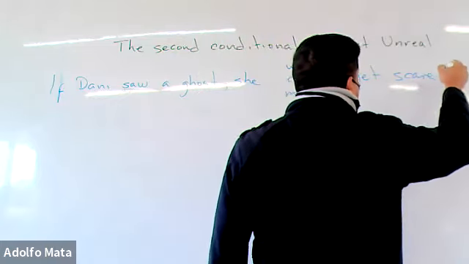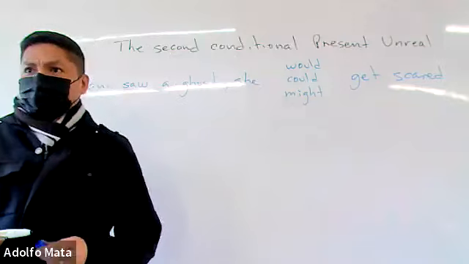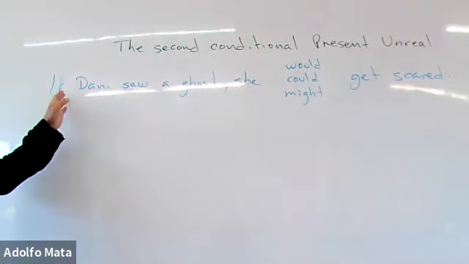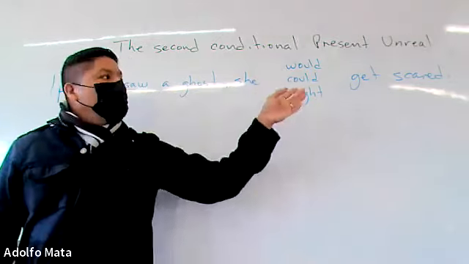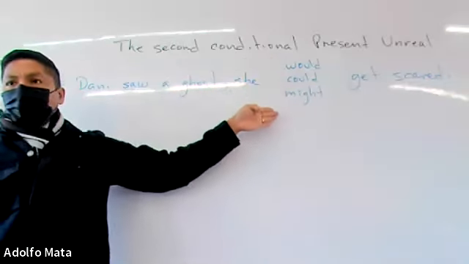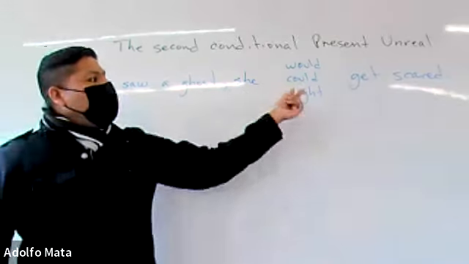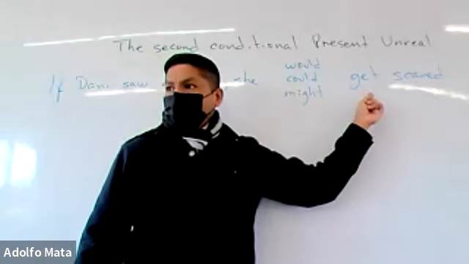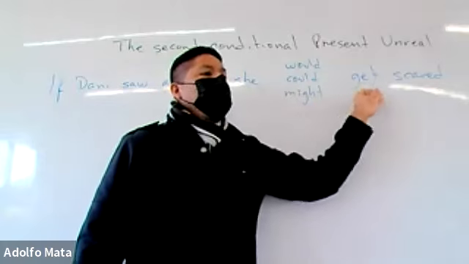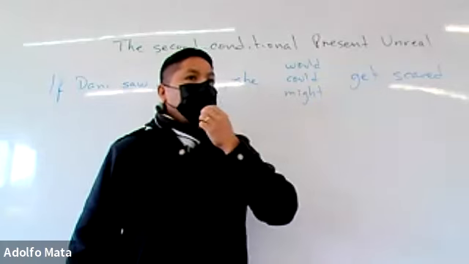get scared. Hey, stop talking. Thank you. So if Danny saw a ghost, then after the comma you have three options. You have would, could, and might. And after this verb, Manuel, we do not conjugate. The verb is normal, it's the base form. We do not conjugate. Okay?